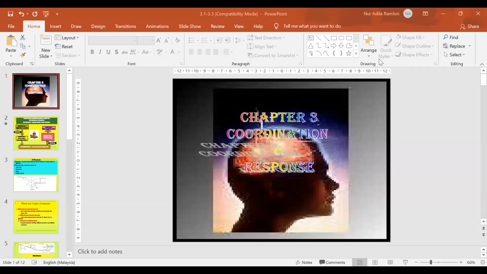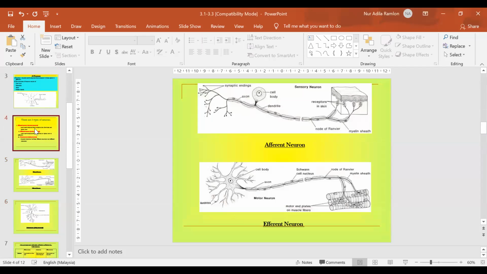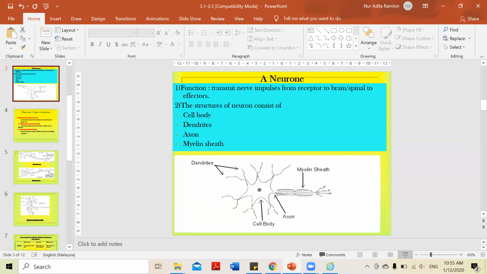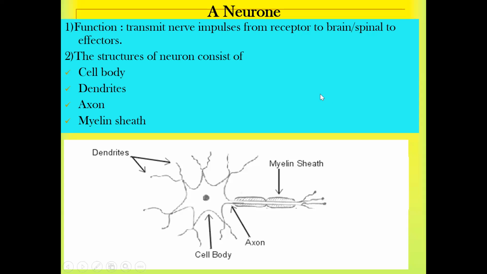Before I continue the lesson, I want to make some revision about what we have learned last week. I think I haven't taught you this type of neuron, but it's all right. Let me make it bigger. So this is a neuron.